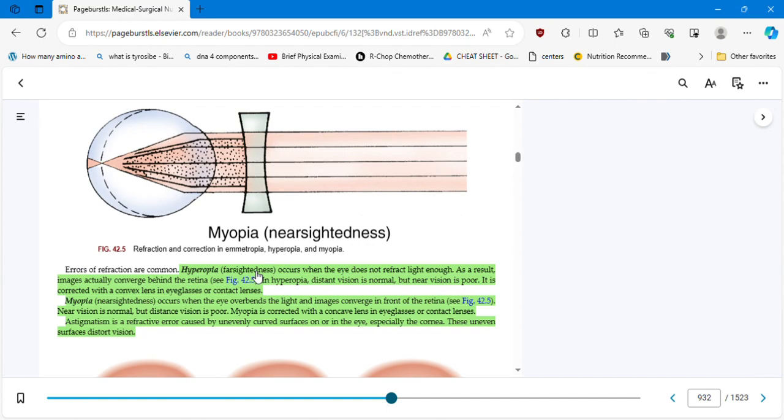Hyperopia occurs when the eye does not refract light enough. As a result, images actually converge behind the retina. In hyperopia, distant vision is normal, but near vision is poor. It is corrected with a convex lens in eyeglasses or contact lenses.